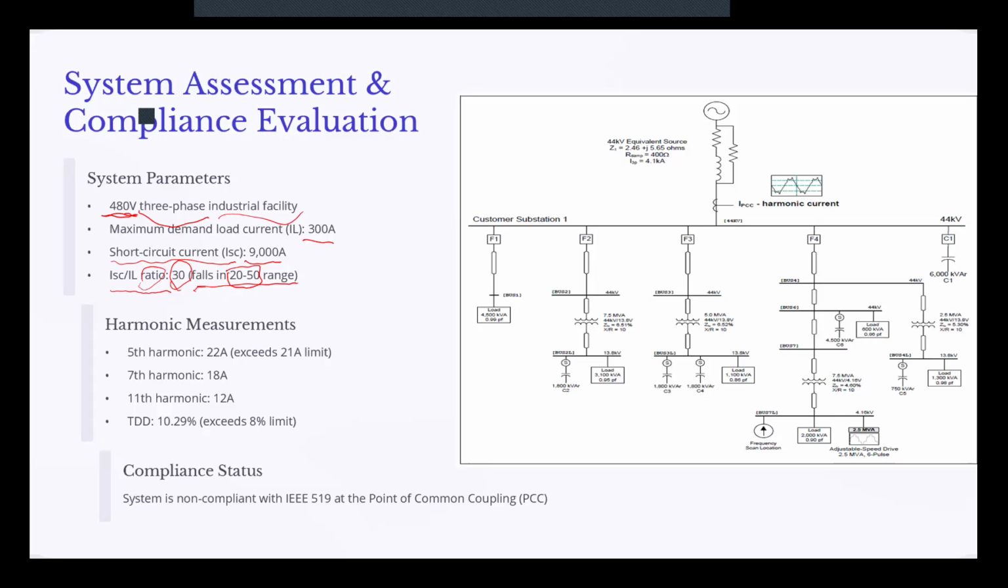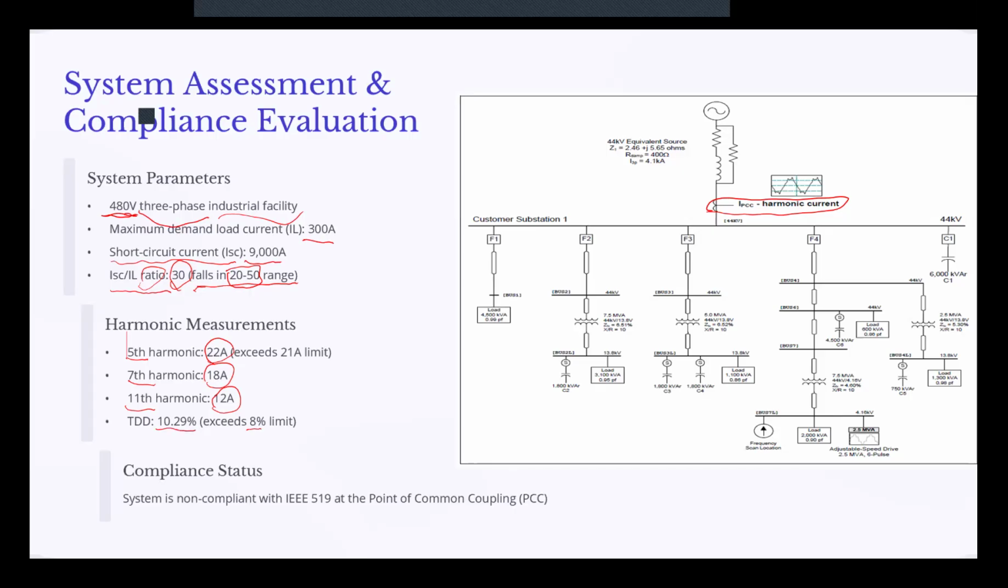Now, we run a measurement at the PCC and run a fast Fourier transform, and we find that our 5th, 7th, and 11th harmonics are present, and the rest we consider as 0. These three components are 22 amps, 18 amps, and 12 amps, which exceed the limits defined by IEEE 519. For that specific ratio, the 30 that we calculated, the TDD limit in the standard is 8%.